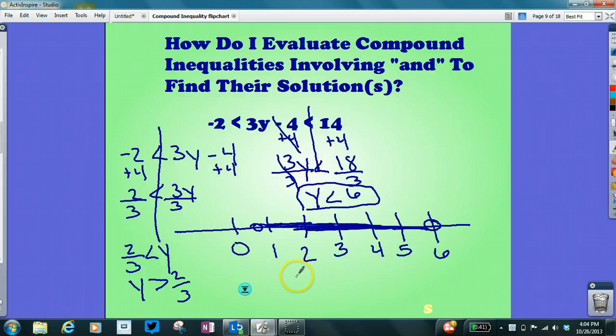And if I write this out, so I know 2/3 is going to be less than y, which is also less than 6. So I'll say 2/3 is less than y, and y is less than 6. This is my compound inequality with and.